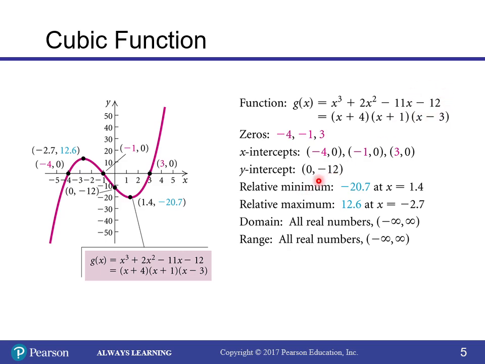Then this time we have some relative mins and maxes. We have this relative max and a relative min right here. Those are listed at -20.7 when x is 1.4, and at 12.6 for the maximum when x is at -2.7. For these, we still have all real numbers for the domain. You can plug any x value into this function. And notice, since it starts down and ends up, for our range we also have all real numbers.